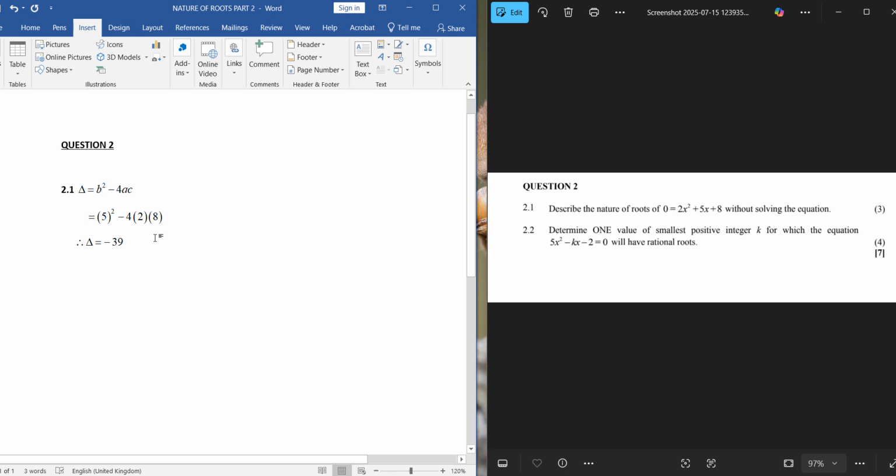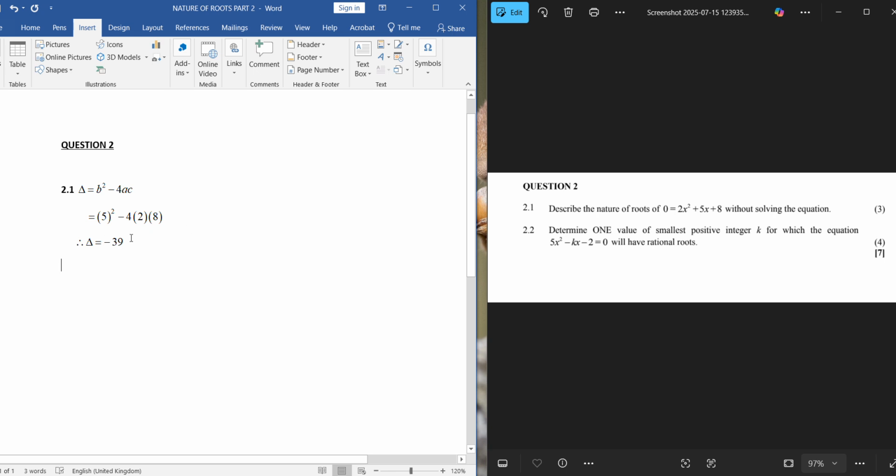Then how do we mark also? We are going to mark here the value of delta, which is now 2 marks. Then lastly, how do we now describe the nature of roots? Now, for you to describe the nature of roots, you check the value of delta.